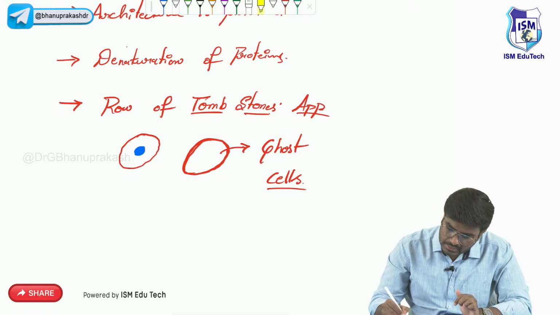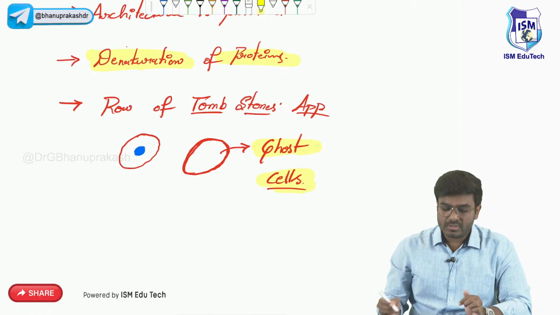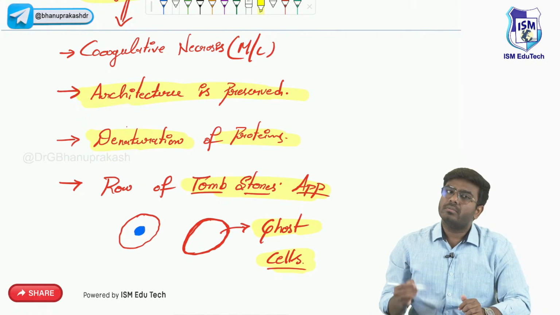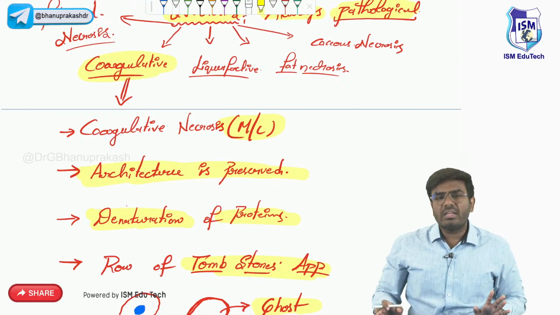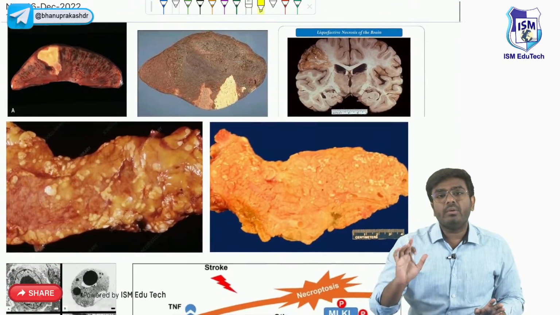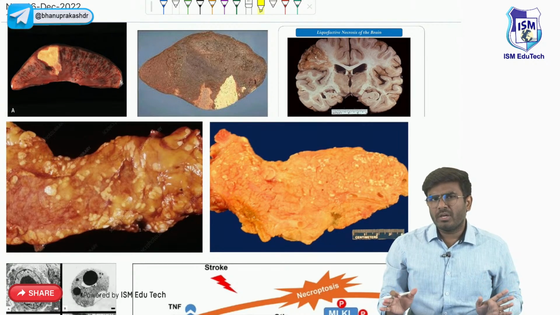So now questions. Ghost cells are seen in coagulative necrosis. Denaturation of proteins, coagulative necrosis. Row of tombstone appearance, coagulative necrosis. Architecture preserved, coagulative necrosis. Most common type of necrosis is coagulative necrosis. At the end of the day, what they will ask you is an image based question. Usually coagulative necrosis is because of hypoxia, due to ischemia.